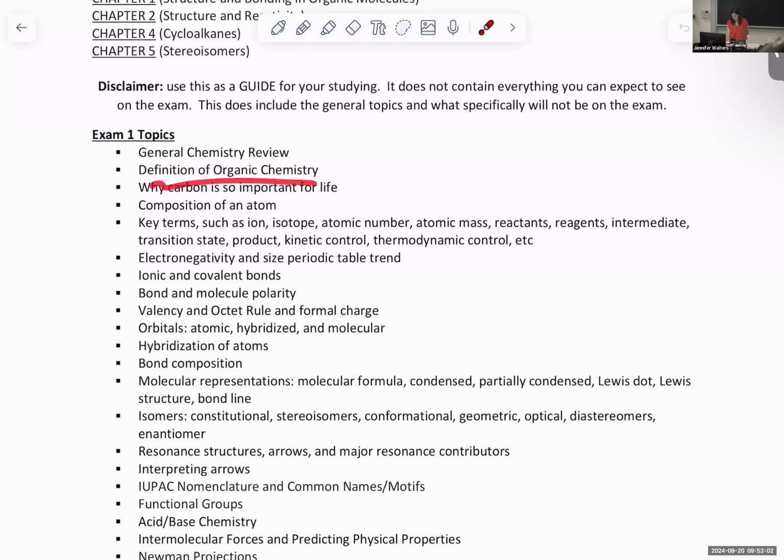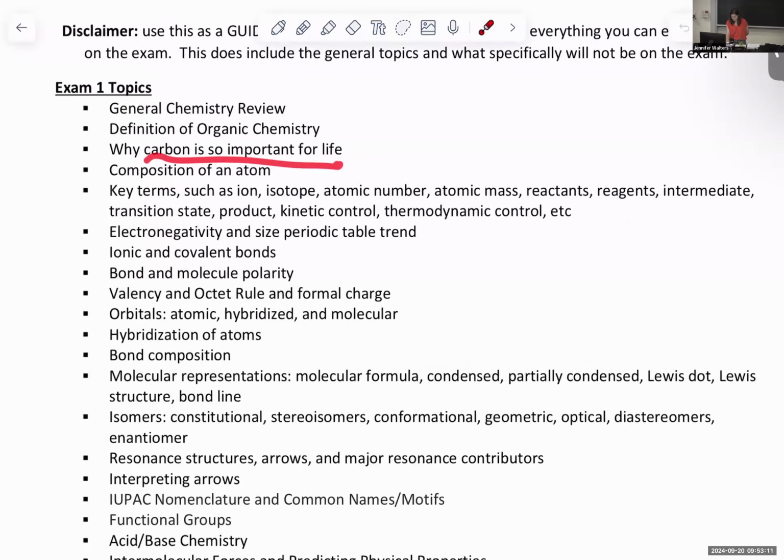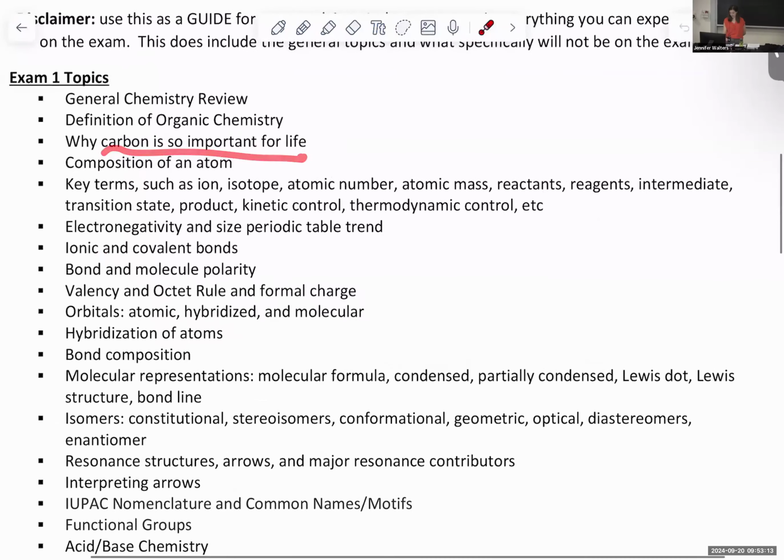The definition of organic chemistry: we are studying compounds that contain carbon and hydrogen. So why is carbon so important to life? It is important to life because it is what gives us our structural diversity. The fact that carbon can make strong bonds to itself and other atoms, and it can make 4 different bonds, as well as different types of bonds, single, double, and triple. That variety, that diversity is what actually gives us our living organisms. That's why carbon is so fundamental to life.